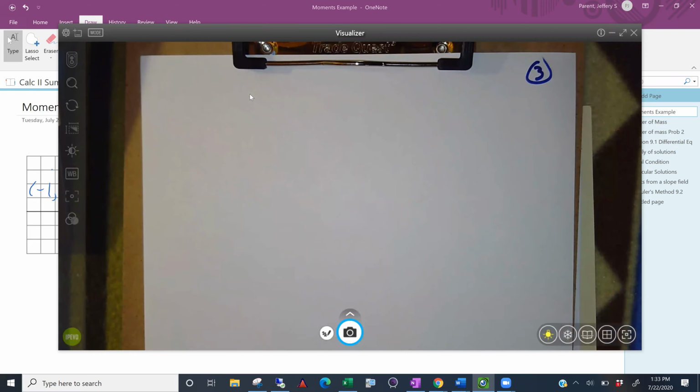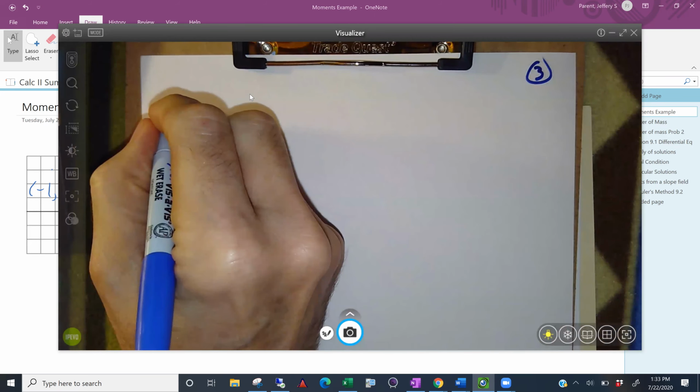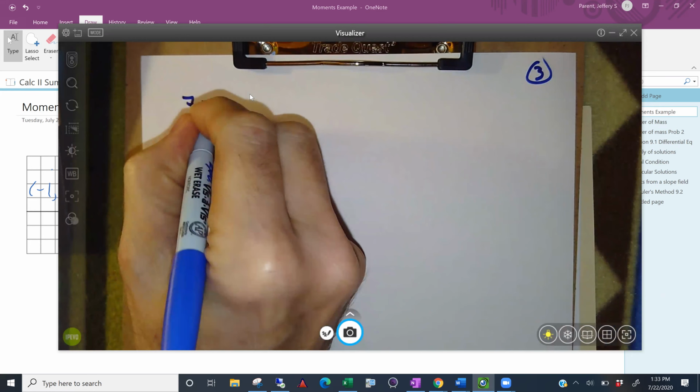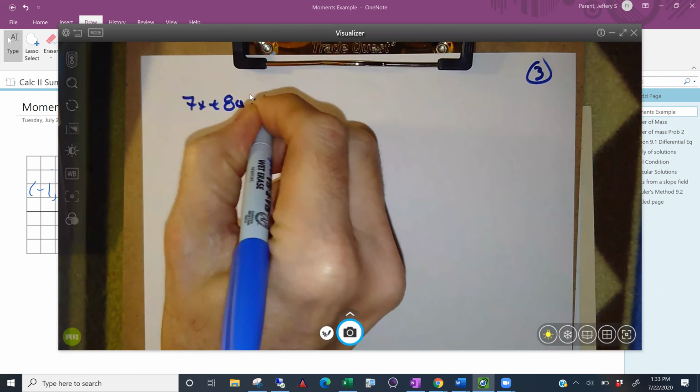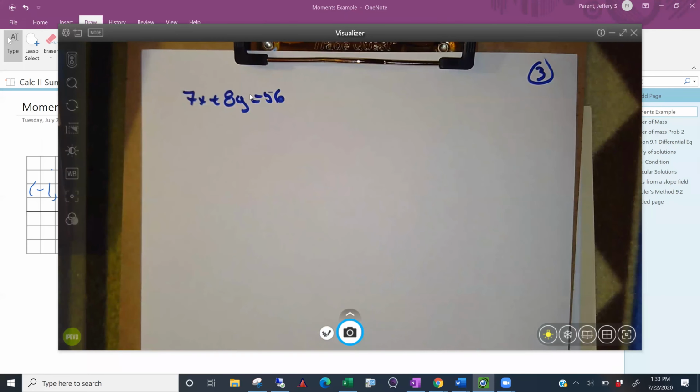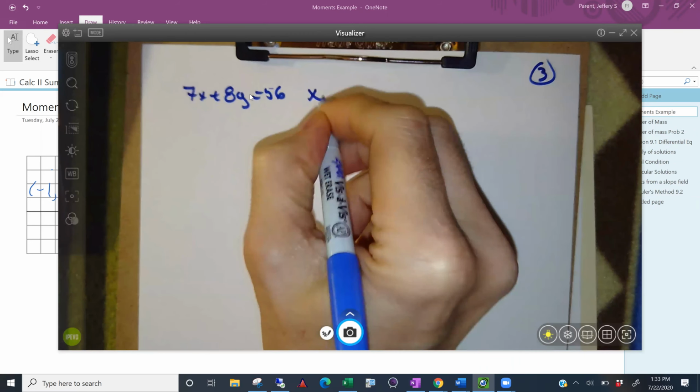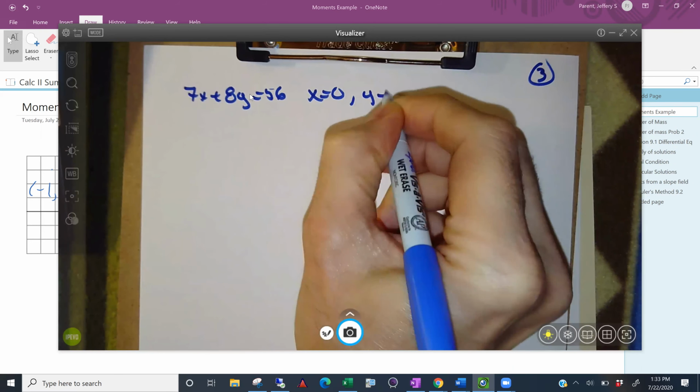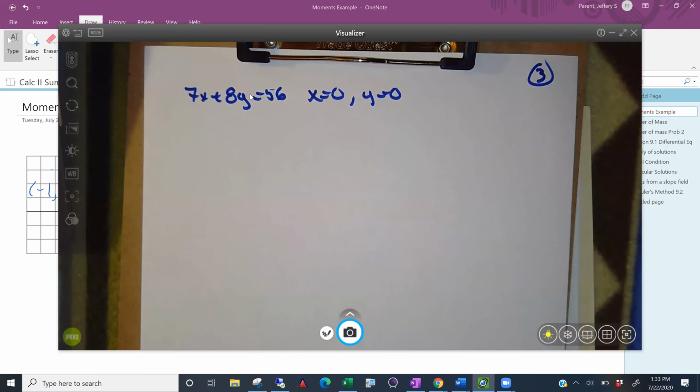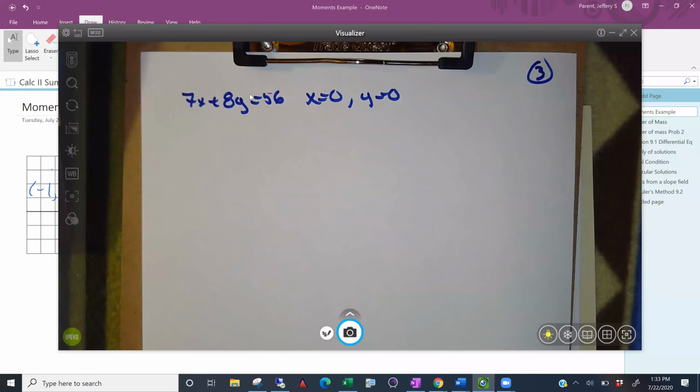So let's start with this example. 7x plus 8y equals 56, and x equals 0 and y equals 0. We want to find the center of mass for this thing. So that'd be the tendency to want to rotate around the x-axis.